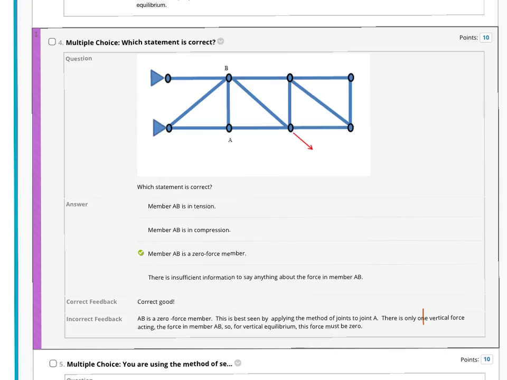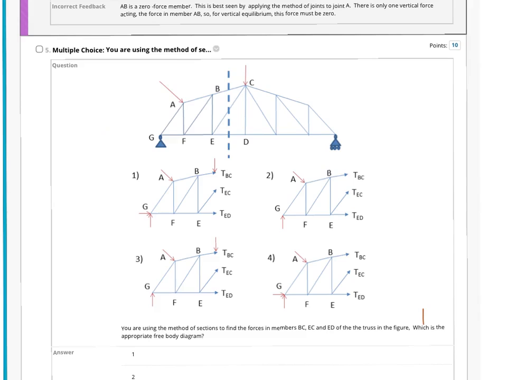This particular problem is fairly simple. If you isolate joint B, for example, then we will be able to find out the forces in that member AB. So the member force would be, so vertical equilibrium would dictate that member AB will have 0 force in it. So this is the correct answer.